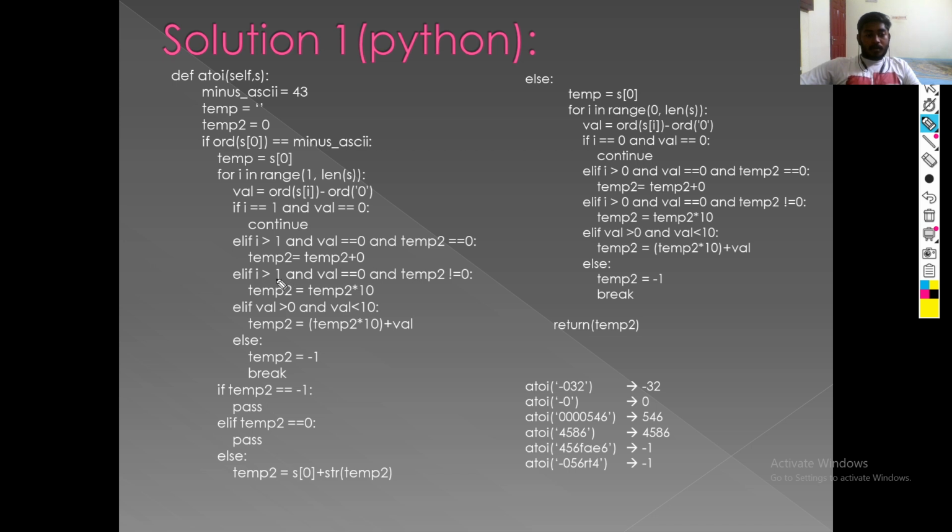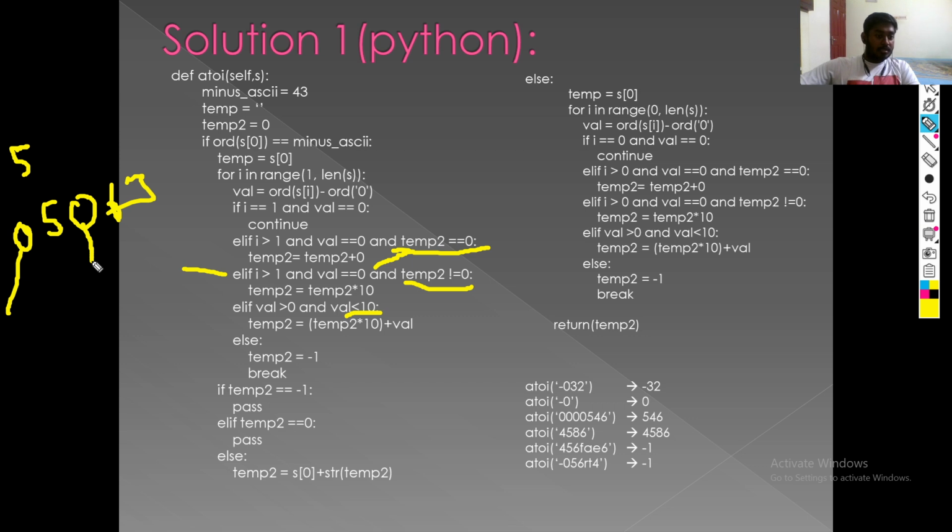The reason why I made this statement is, if i is greater than 1 and value is equal to 0 and temp2 is not equal to 0, which means the temp value is greater than 0, whatever value comes here is added, right? So it should not come to this place when it is 0, because if we get a value, I will write here 0 5 0 6 3, we should not consider this 0, but we should consider this 0. So that is the reason I have made this statement.